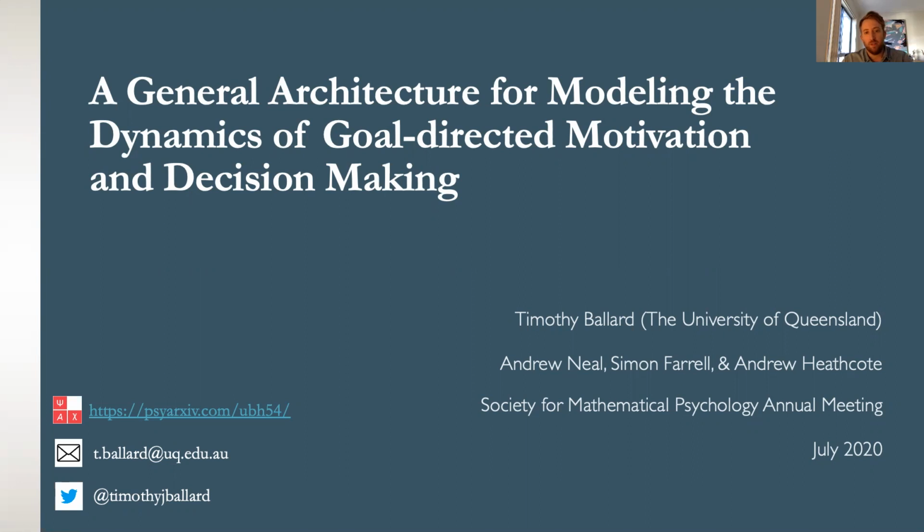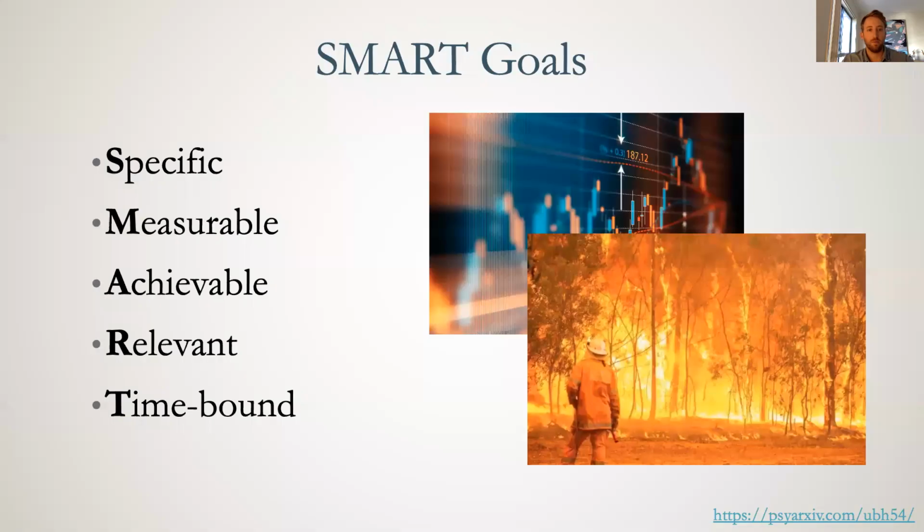Our working title for this project is A General Architecture for Modeling the Dynamics of Goal-Directed Motivation and Decision-Making. This is a very broad title, so I want to start off by narrowing the scope a little bit and defining some terms. But before I do, I'll just point out that I put a link to the preprint of the paper on the slides, so anyone who wants to can read more about the project.